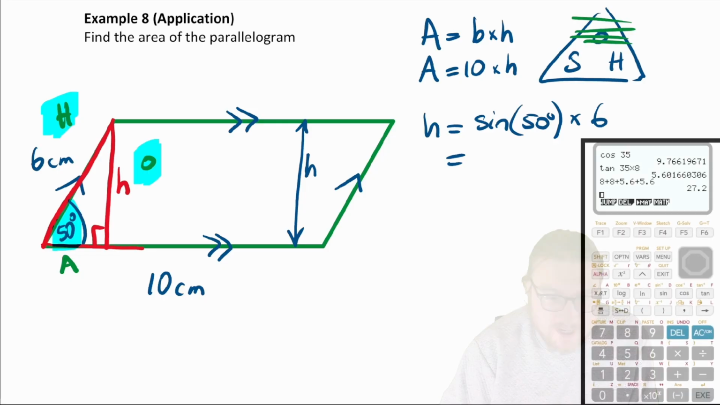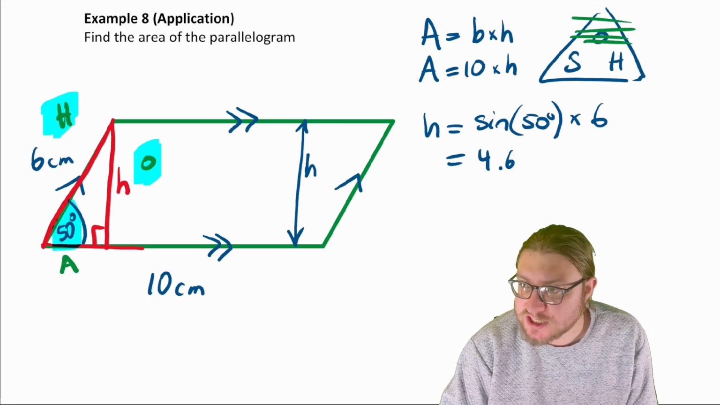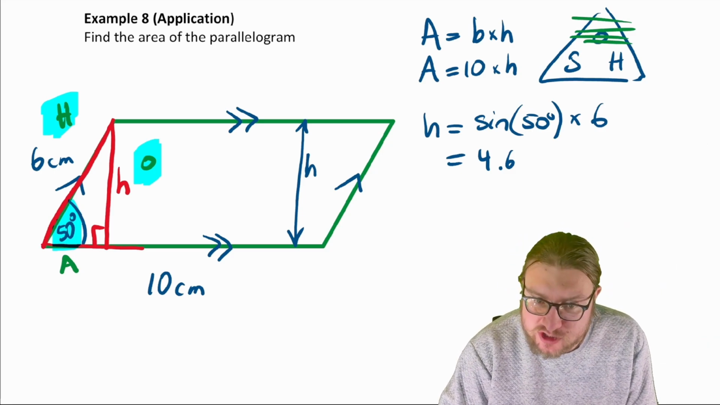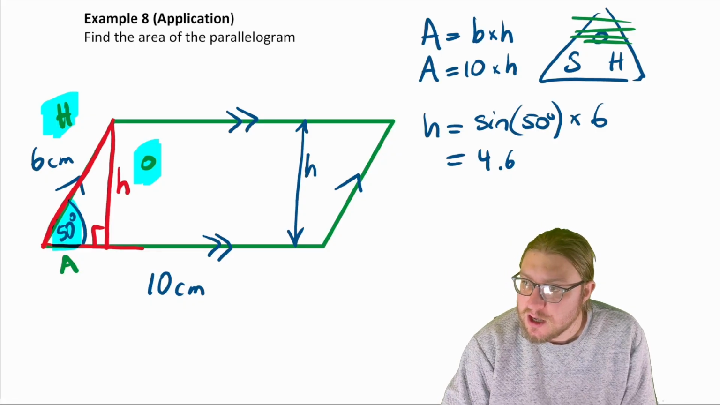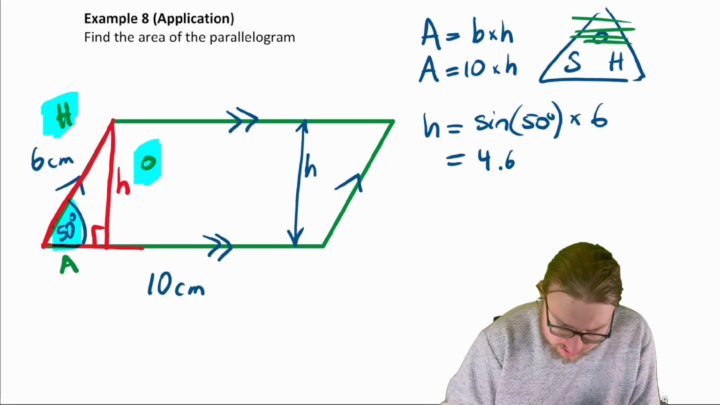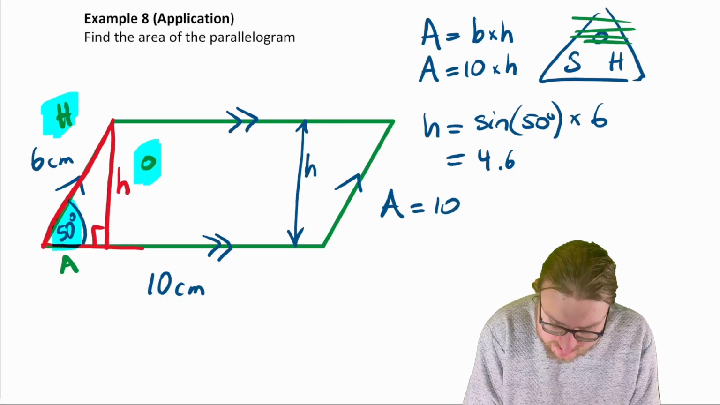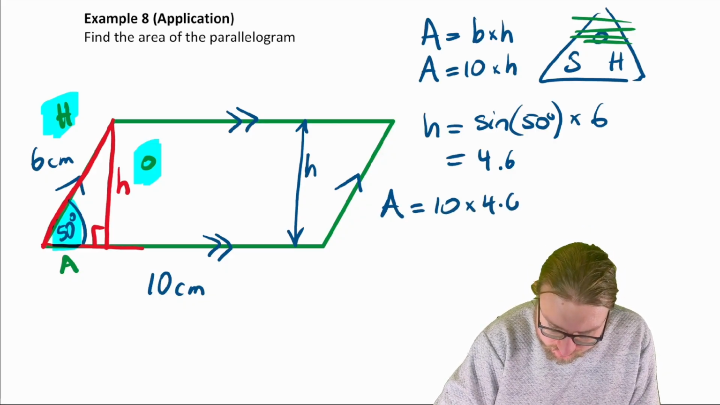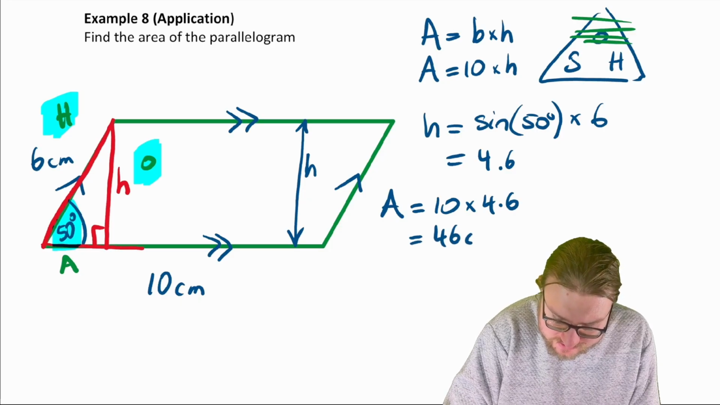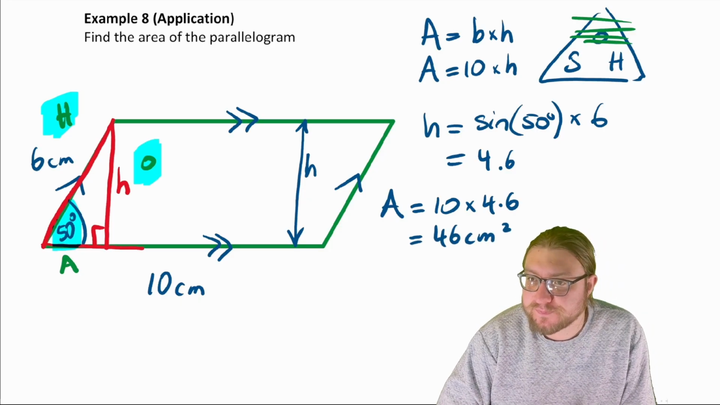Let's get our calculator out to finish this question. We're going to go sine 50 times 6, which is going to give us 4.6. We're just going to round to 1 decimal place for most of our questions. I expect that if the question tells you a certain rounding, you know how to do that one. So now we have everything together. Now we can finalize our equation for the area, which was 10 as the base times the height, which is 4.6, which gives us 46 centimeters squared.